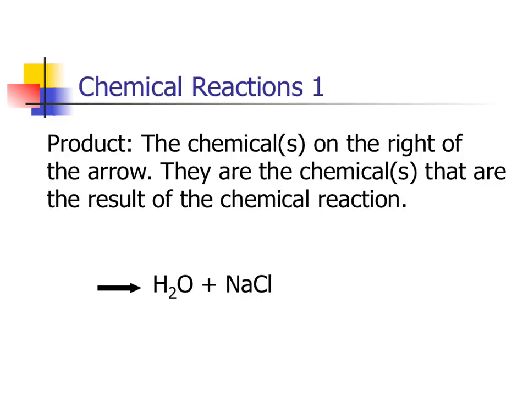Now the products are on the right-hand side of the arrow. They're what's being produced. That's what's coming out of the factory, so to speak. You can think of the arrow as the factory. The reactants are on the left. That's the raw product going into the reaction. And then what comes out of the factory is the products, and that's what most factories produce, a product. They are the result of the chemical reaction.